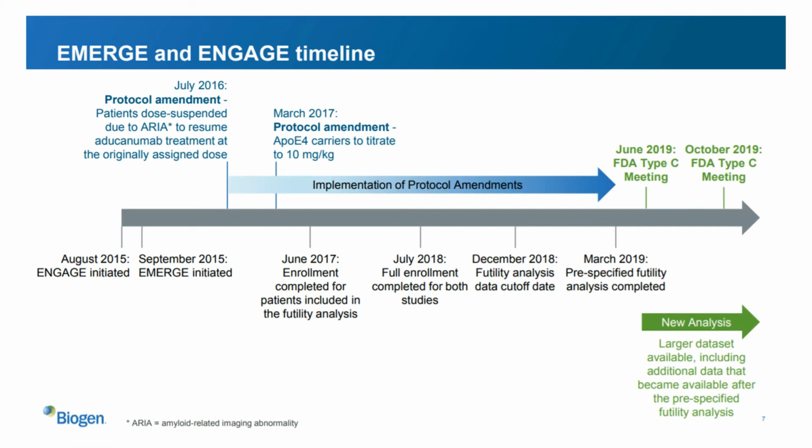The next important thing to understand is the timing of this protocol amendment. The protocol amendment applied to both the ENGAGE and EMERGE studies, so it alone couldn't explain why ENGAGE failed and EMERGE succeeded, except for one small detail: ENGAGE started 1 month before EMERGE. Because the protocol amendment happened at the same time in March 2017, and ENGAGE started earlier, they enrolled more patients prior to the protocol amendment than the EMERGE study did. That means the APOE4 patients in ENGAGE received the lower 6 mg per kg dose for longer than patients in EMERGE.